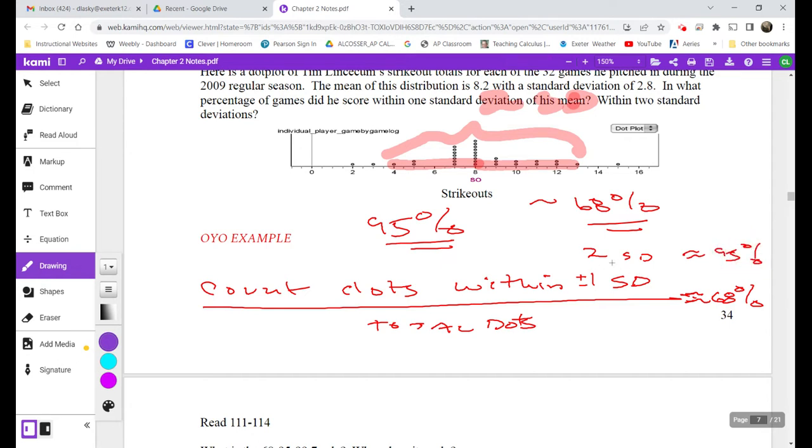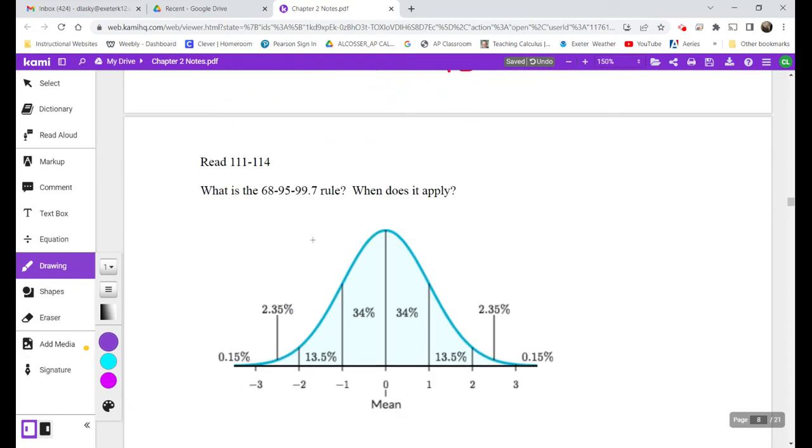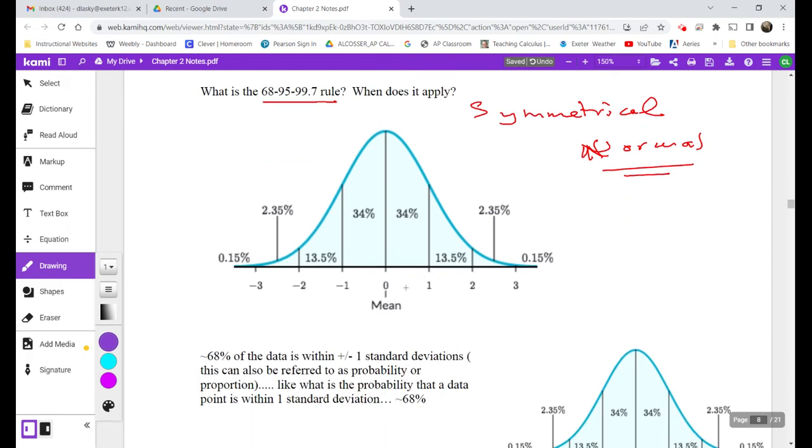And if you repeat this over and over for all data sets, you come up with what is called the 68, 95, 99.7 rule. And when does it apply? It applies only to symmetrical, or what we call normal, distribution, okay? So this is what it looks like. So if we split it up even better, if I add those 2 up, I get 68%.